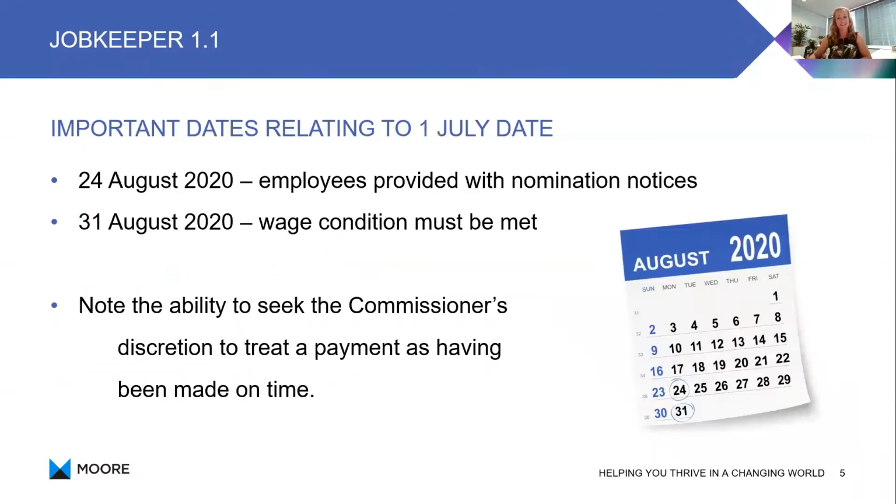The important dates that related to that, I know it's after the fact, and if you got our client mail out, then you would have seen an email on this prior to these dates, but you actually had only until the 24th of August to provide employees with a nomination notice, and the 31st of August to make sure that those August fortnights had been topped up. But I've got a note on there is the ability within the rules to seek the Commission's discretion to treat a payment as having been made on time.